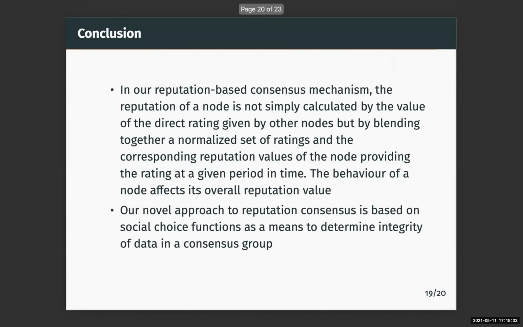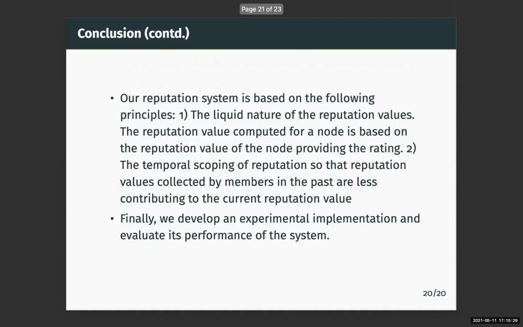So to recap, in a reputation-based consensus mechanism, the reputation of a node is not just calculated based on the direct ratings, but we are blending together normalized sets of ratings and corresponding reputation values. What is novel about this approach is the use of a social choice function as a means to determine the integrity of data in a consensus group.